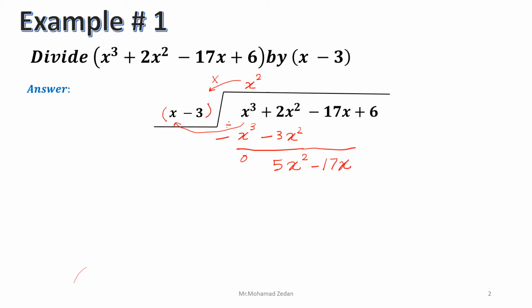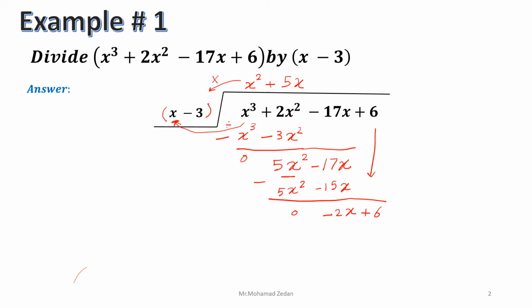Continue the same way, divide the first term here by the first term here. So 5x squared divided by x is 5x. Just write it up here. Multiply back: 5x times x is 5x squared, and 5x times negative 3 is negative 15x. Subtract. This is 0. Negative 17 minus negative 15 is negative 2x. Finally, bring down 6 here beside this remainder to be divided by the divisor x minus 3.